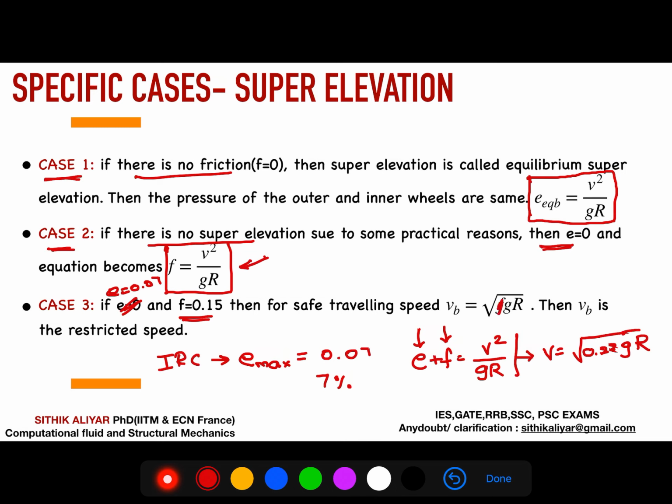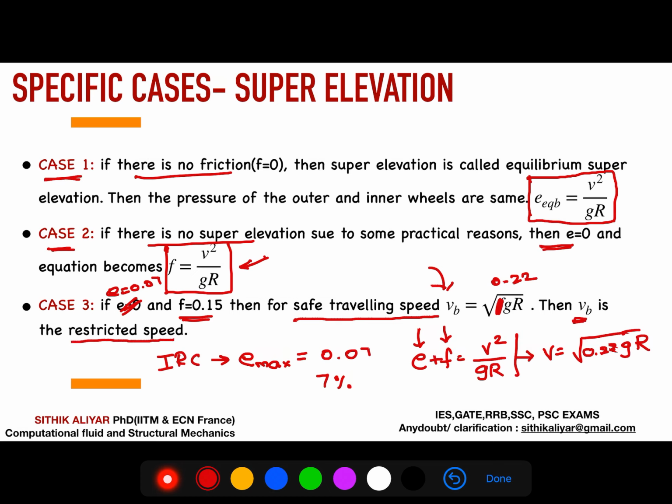Okay, so actually this is not F, so this should be 0.22. So if you substitute a radius value and 9.81, this will give you the safe traveling speed. Or this will give you the maximum speed you can travel, because they have already provided the maximum superelevation and the maximum friction.